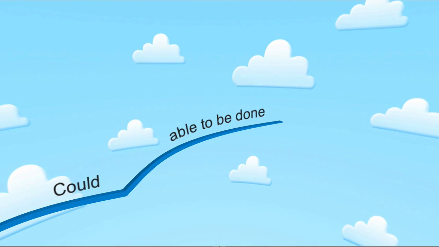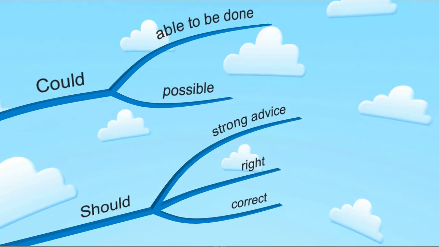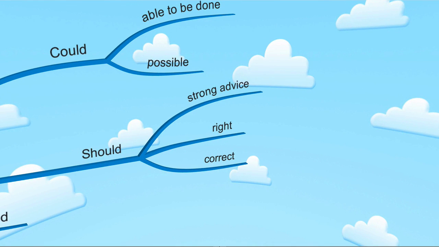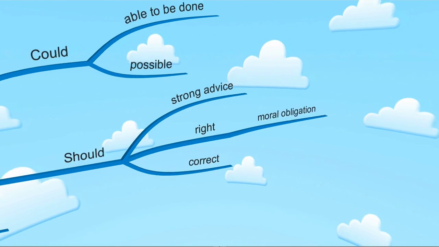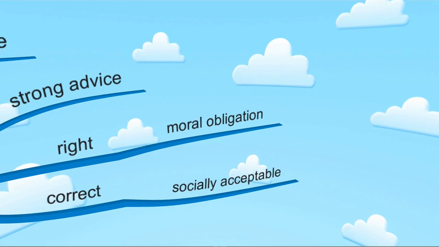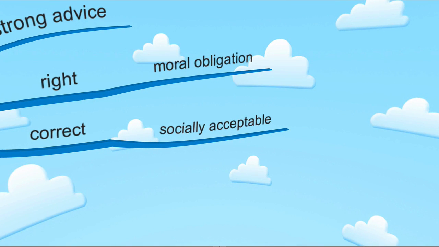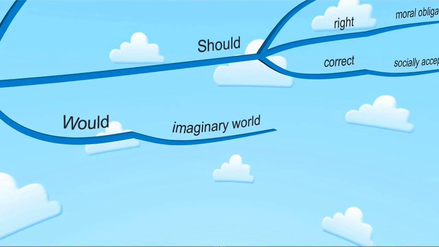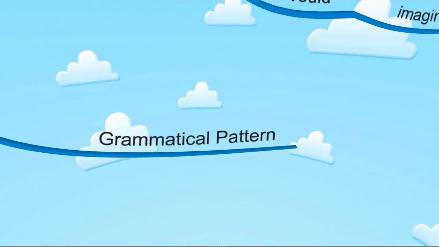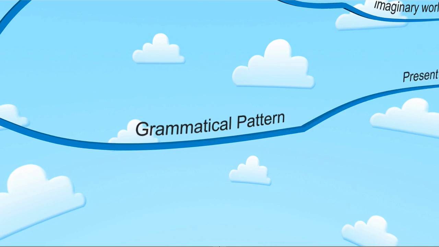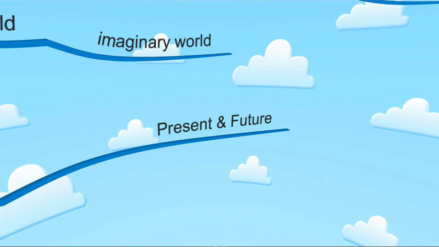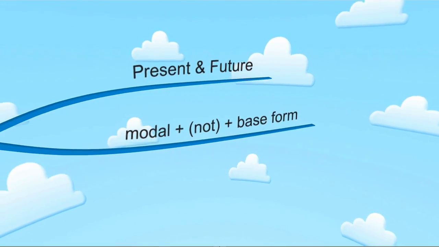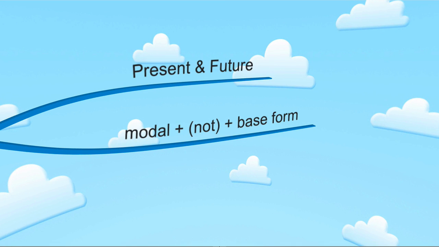We'll see that could is used to talk about what is able to be done or what is possible. Should is used to give strong advice and to say what is right or morally acceptable and what is correct or socially acceptable. And would is used to talk about imaginary situations. Then we'll look at the grammatical pattern for talking about the present or future, which is modal verb plus not, if it's negative, plus the main verb in the base form.